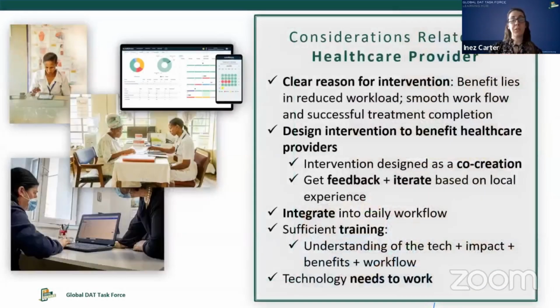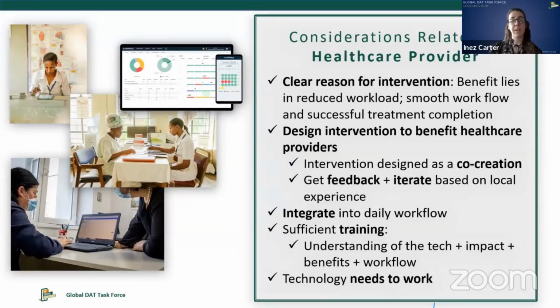So then let's move on to considerations when designing the intervention for a healthcare provider. Here you also, similar to the person on treatment, need to be clear what the reasons are behind your intervention before you begin designing it. What we've seen is that the benefit lies in reducing workload for healthcare providers, and it also ensures that they have a far smoother workflow. Additionally, it means that they're able to support people optimally to successfully complete their treatment.